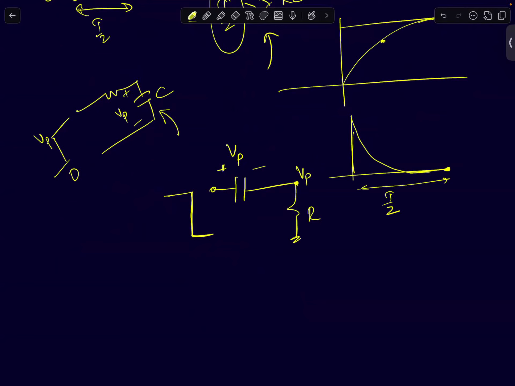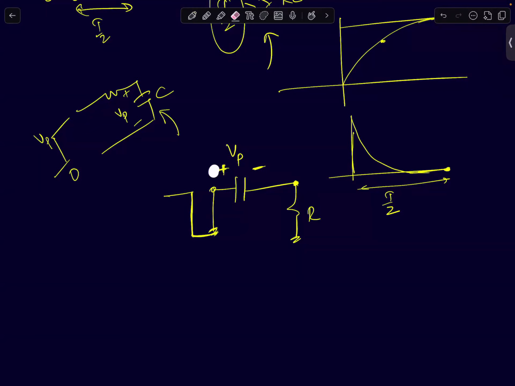Yes, your capacitor will act like a short circuit. Capacitor voltage cannot change instantaneously. It will act like a short circuit. So if I suddenly ground this, the voltage across the resistor will become minus V peak. Is that fine? I think one of you got it.